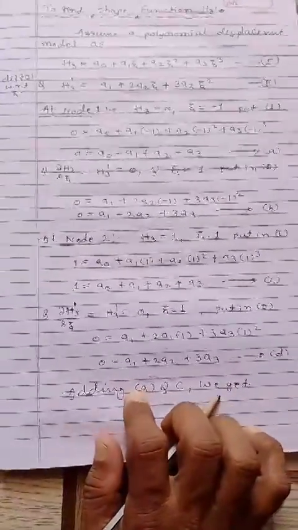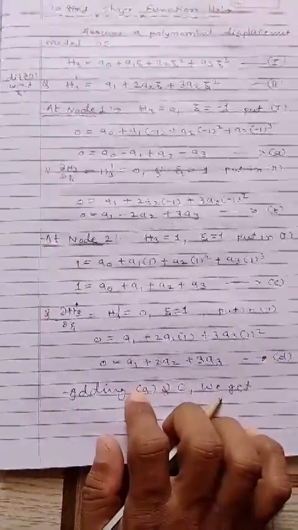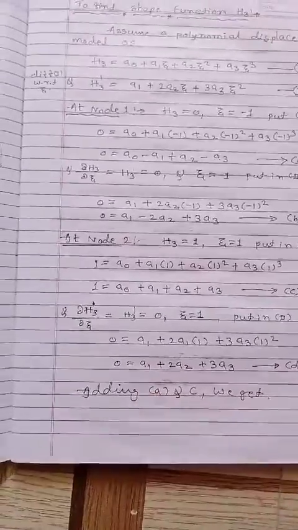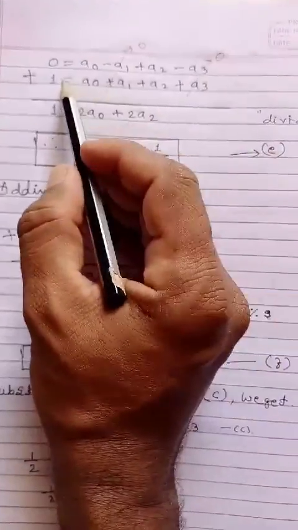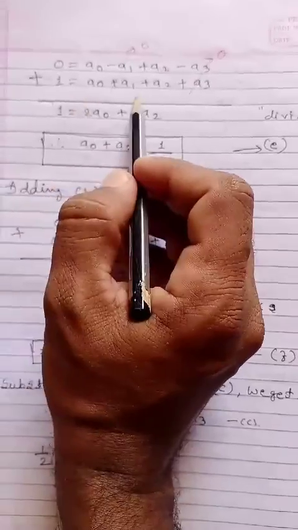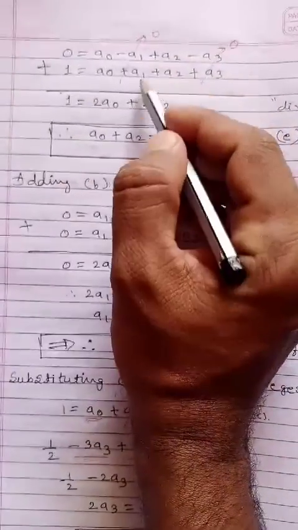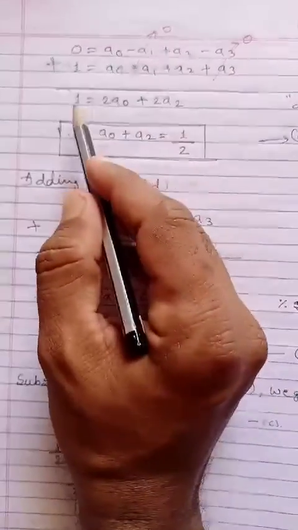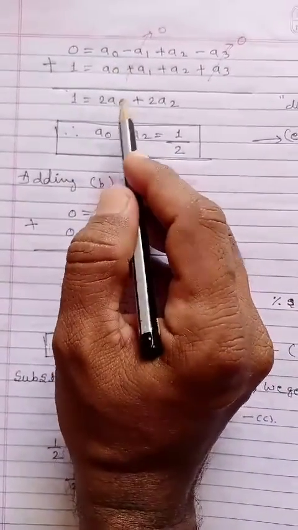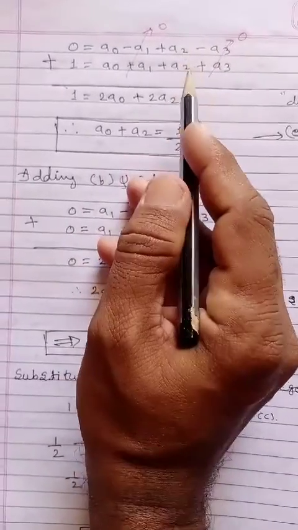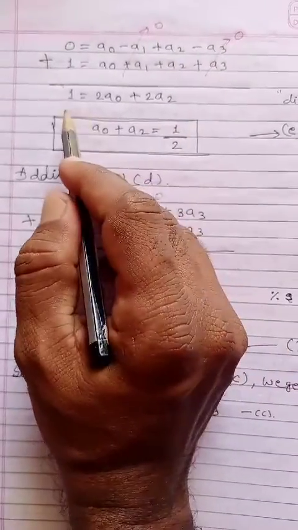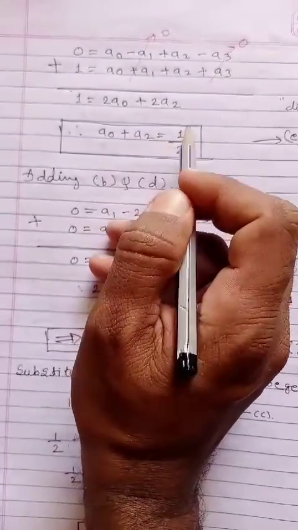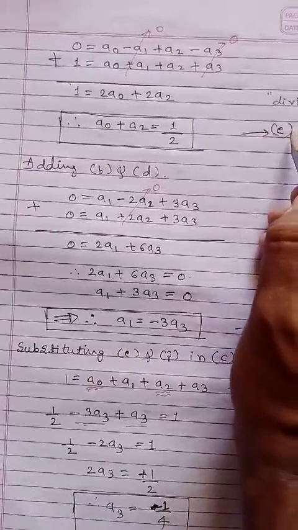After that we are going to calculate the four unknowns. They are A0, A1, A2 and A3. Adding equation A and equation C: minus A1 plus A1 will cancel, minus A3 plus A3 get cancelled. So 1 equal to 2A0 plus 2A2. Divide by 2 on both sides, so that is A0 plus A2 equal to 1 by 2. Call this equation E.